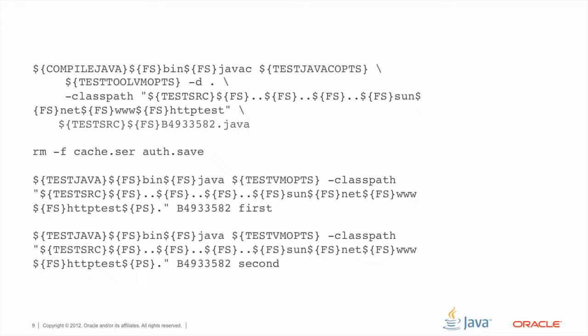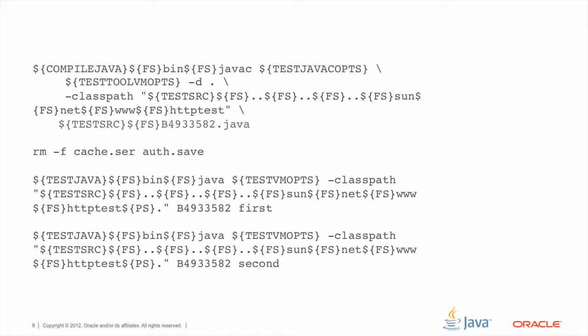We have the logic of the test. It's using the FS and PS variables in the appropriate places when it needs to construct path names and actual paths like the class path. If you read through this very carefully, you can see it's compiling some Java source files and adding some directories to the class path. And then it's removing some temporary files that might have been left over from the previous test run. And then it's running the Java VM on the test file that was just compiled, and it's passing it the argument word first, and then it invokes Java again the second time on the same test file and passes it the argument, which is the word second.